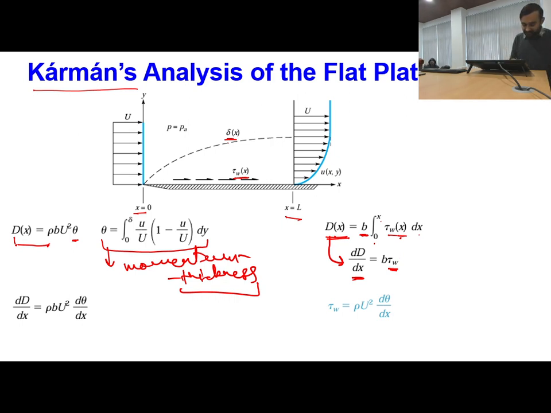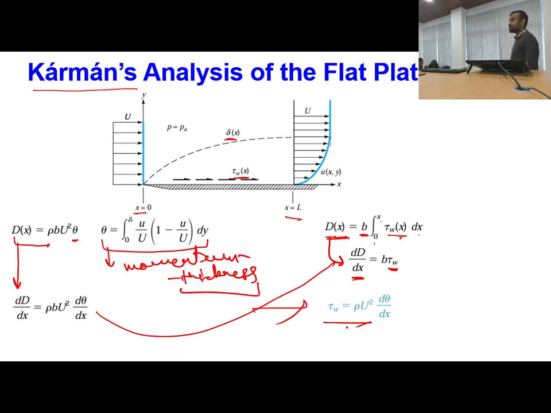Then similarly, if I take the derivative of the drag force which is coming from the momentum integral equation, d by dx, it equals rho b u square into d theta by dx. If I now equate these two, then ultimately I will be getting that my wall shear stress will be equal to rho u square into d theta by dx, where u is nothing but the free stream velocity at the approach point of the plate. Okay, are all clear with this idea?